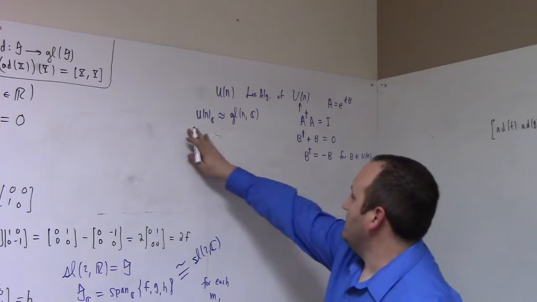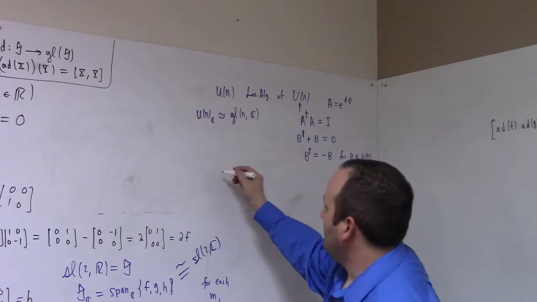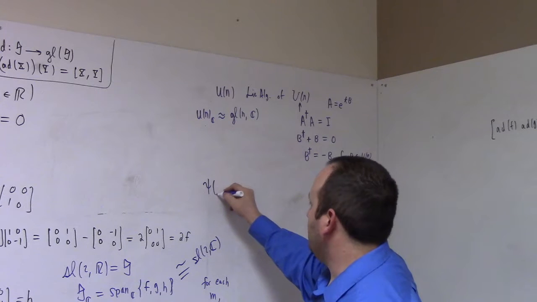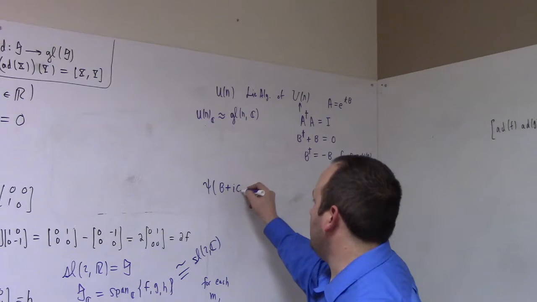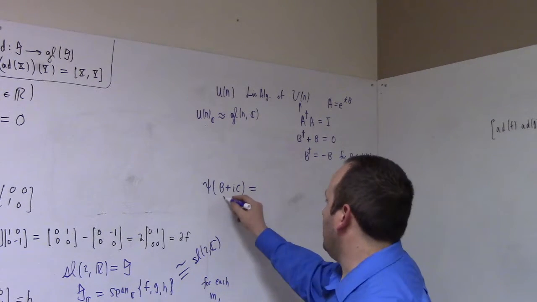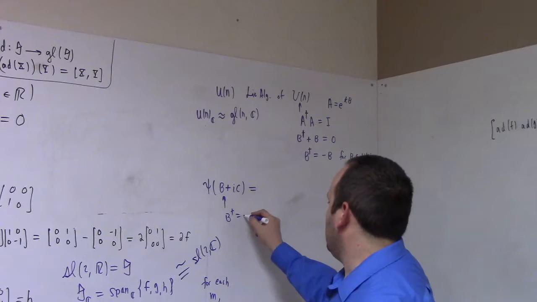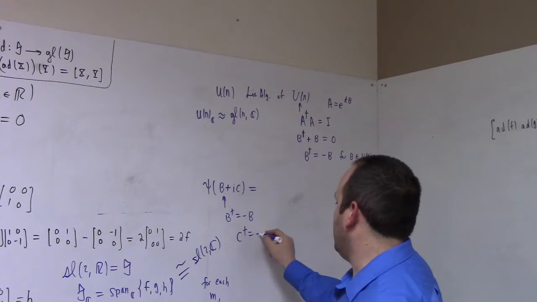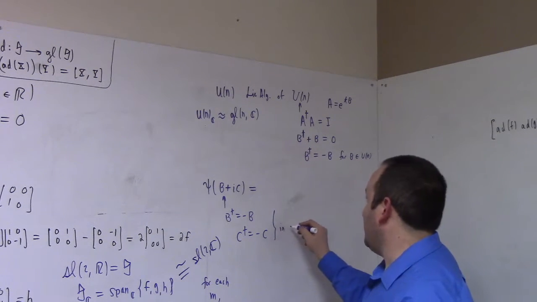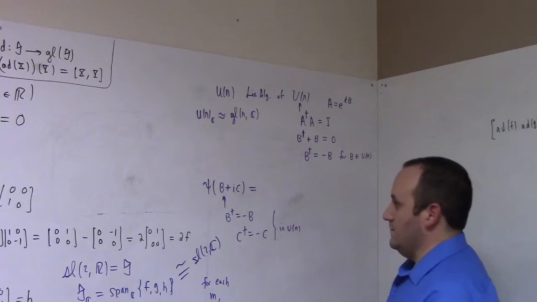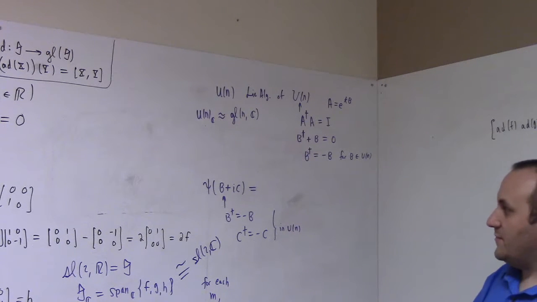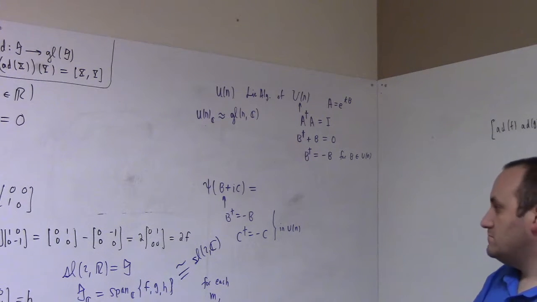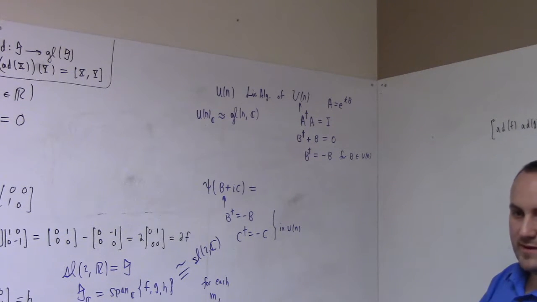I mean, the question then, of course, is something like this. If you have psi of, say, b plus ic, and here we have b dagger equal to minus b, and c dagger equal to minus c, because these are in UN, right? We're supposed to be able to map that to a generic n by n complex matrix. Do you use the direct sum? Well, I don't know what the mapping is.